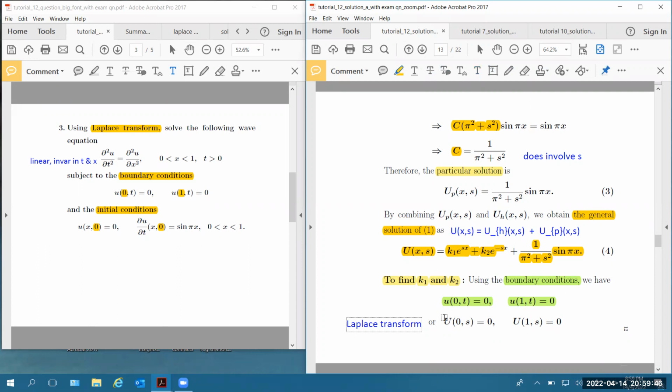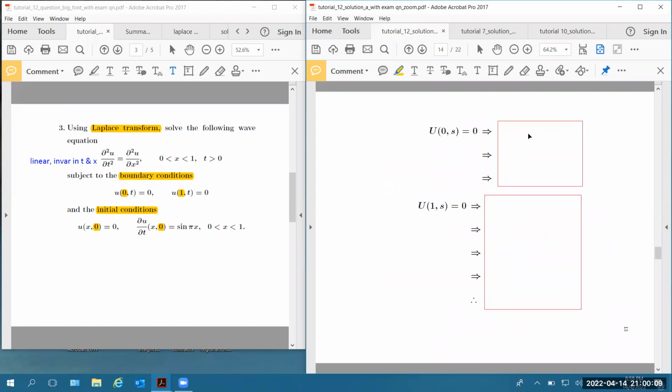So now we shall use this one and this one. If we use this, that means inside number 4 you are going to substitute your x as 0, and if you use this inside number 4, that means you are going to substitute the x as 1. So we go and do that. This one will give you some equation, and this one will give you some equation. So 2 equations, and you also have 2 unknowns, right? So we should be able to solve for K1, K2.